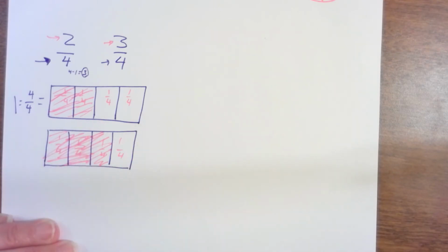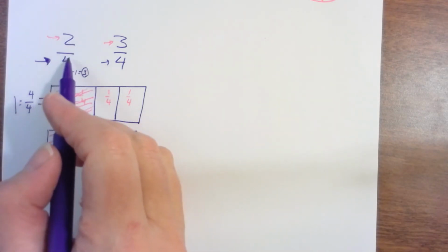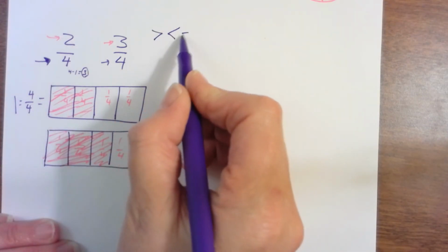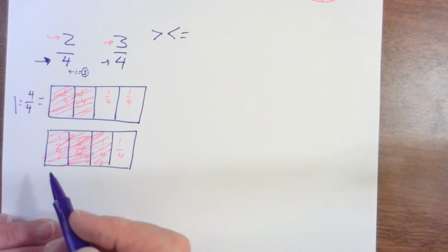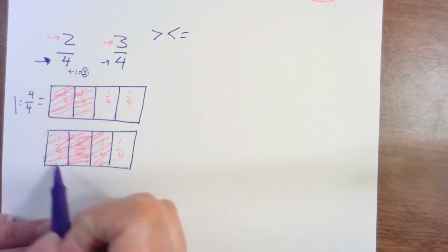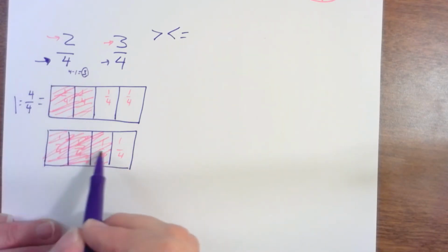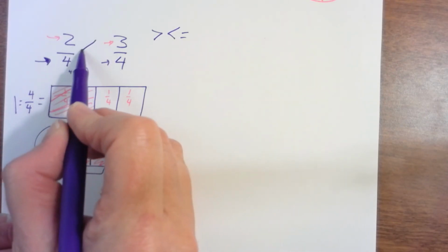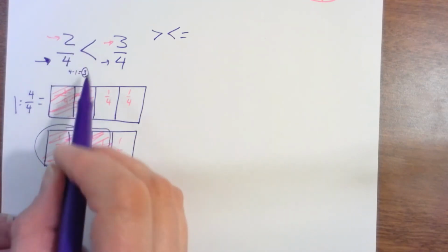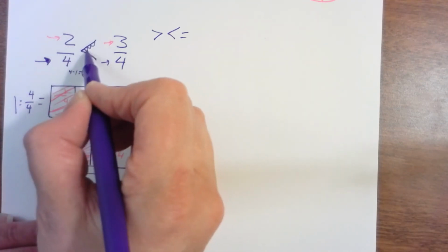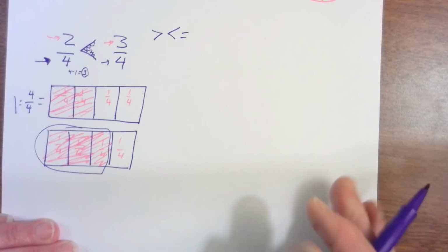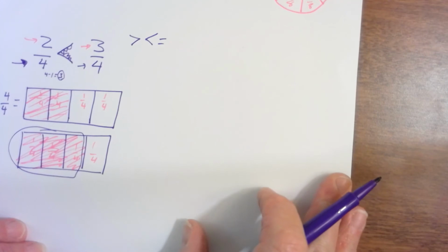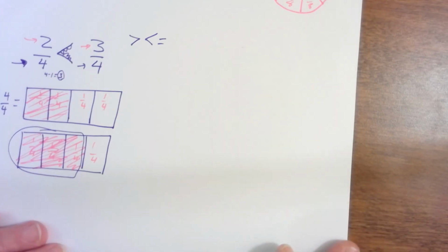Okay. Alright, now they want to know, is 2/4 greater than, less than, or equal to? Which one is bigger? Right? This one right here. This is bigger. So 2/4 is less than 3/4, because remember, the alligator is going to eat the big one. Okay. All right, let's go into our last one here.